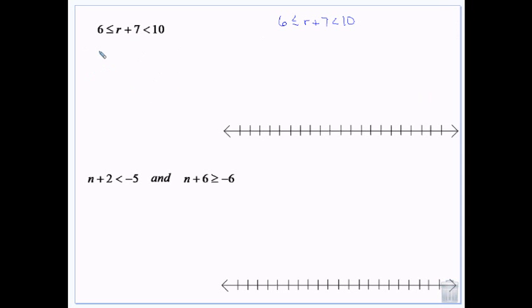So if I split it apart, I get that. Which I can solve each individually by subtracting 7 from both sides. And 6 minus 7 is -1 is less than r. And if I subtract 7 over here, I get r is less than -4. Or sorry, why am I writing -7? I can't apparently add and subtract today.